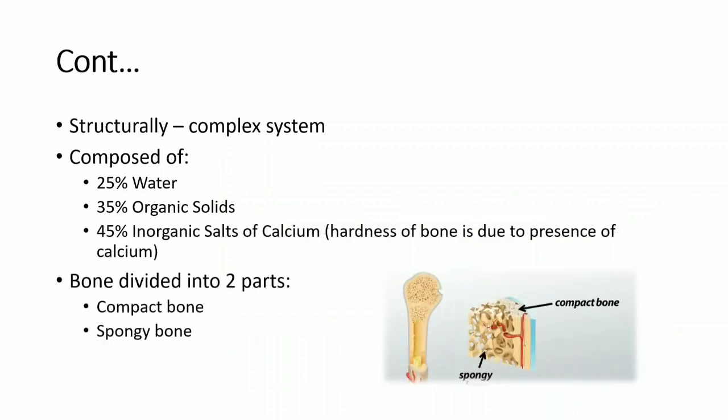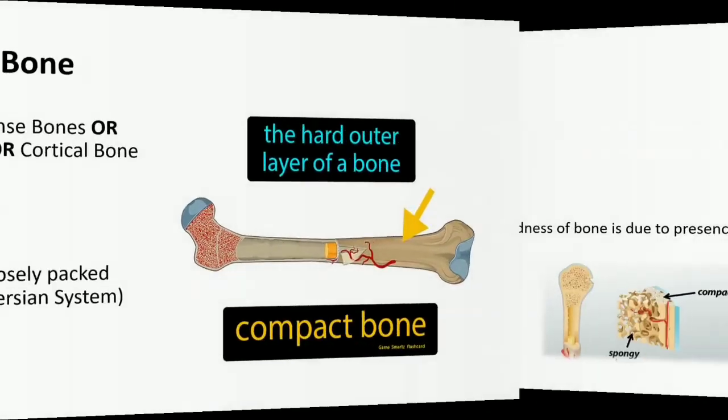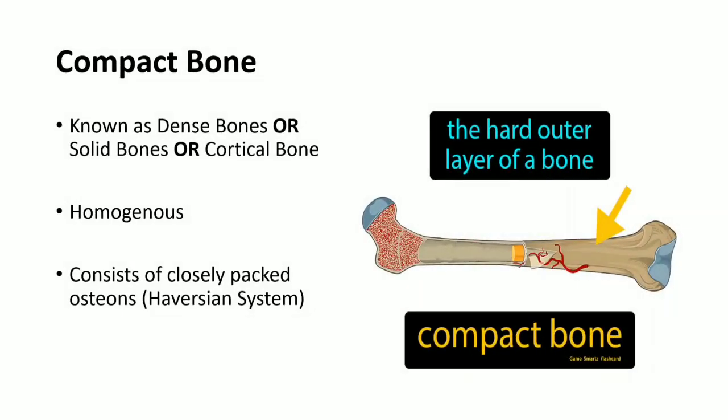Structurally, our skeletal system is a very complex system. It is composed of 25% water, 35% organic solids, and 45% inorganic salts of calcium. Bone is mainly divided into two parts, compact bone and spongy bone. We will see compact bone and spongy bone one by one, starting with the compact bone.